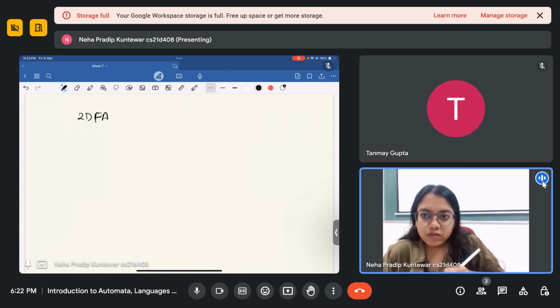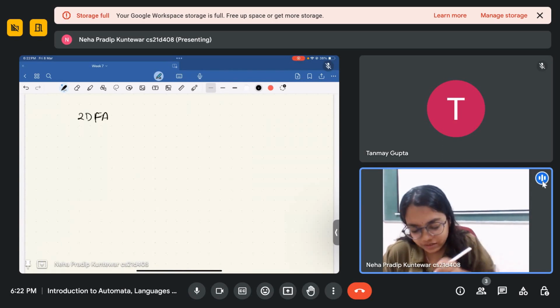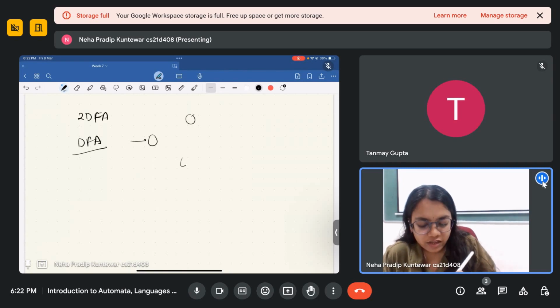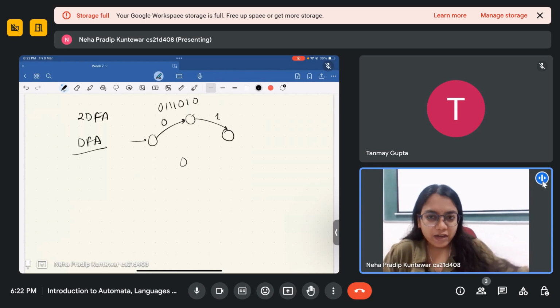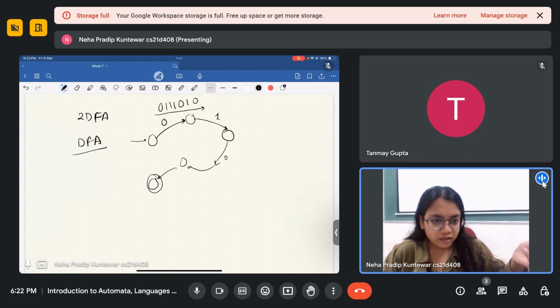Okay, so let's try to recall what a DFA is. A DFA basically has a set of states like this. Then if you give me some string like 0110, you basically start from here and just follow the path, whatever the DFA tells you. Ultimately, when you have read the entire string, wherever you are, if it is final, you accept. If it is not final, you reject.